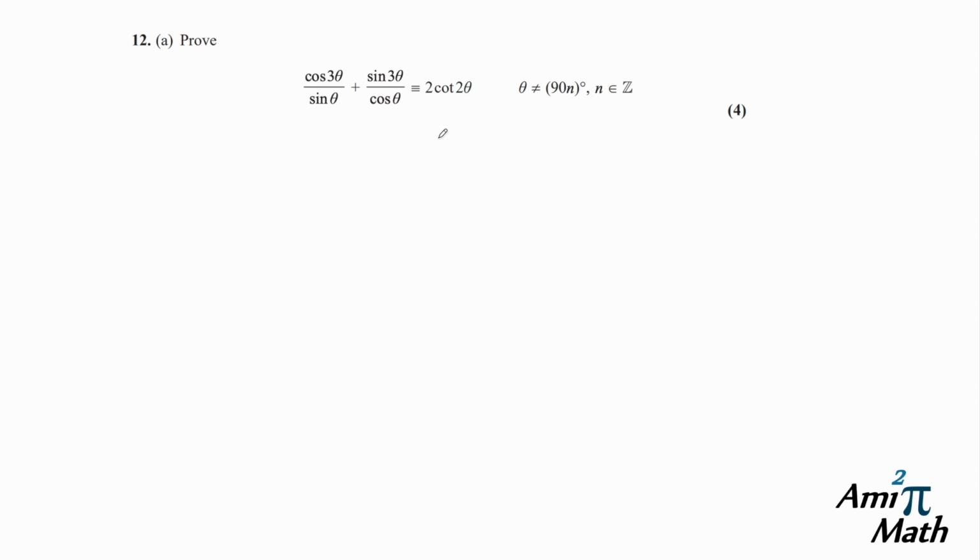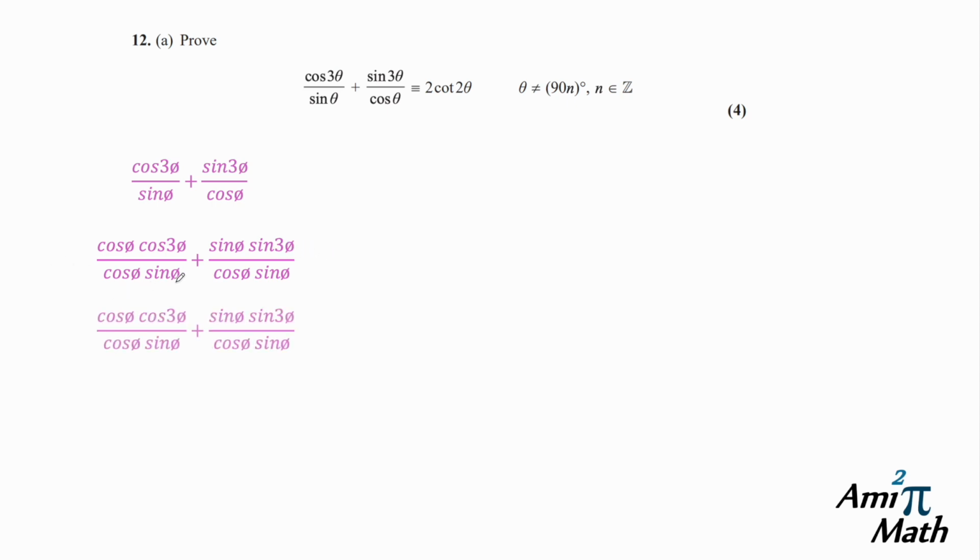Okay, question 12. Prove cos 3 theta over sin theta plus sin 3 theta over cos theta is equal to 2 cot 2 theta. So this is our equation here, and we're going to multiply this fraction by cos theta on both the numerator and denominator. And we're going to multiply this part by sin theta on the numerator and denominator, and that will give us the same denominator to make things a lot easier. So it gives you cos theta times cos 3 theta plus sine 3 theta times sine theta, over cos theta sine theta.